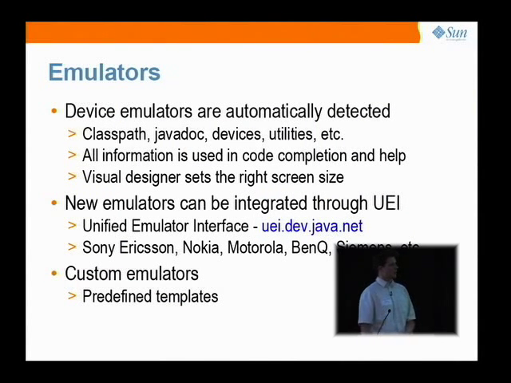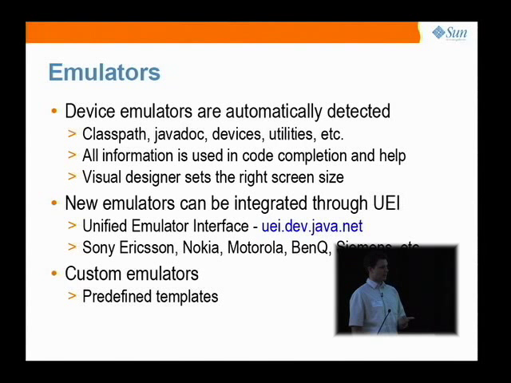The automatic detection takes advantage of UEI, which stands for Unified Emulator Interface. It's an open source project hosted by uei.dev.java.net. It's just a specification of the layout of the emulator SDK, like where the IDE can find the emulator process and the pre-verify process, and where the Javadocs are and so on. Currently, the supported SDKs are Sony Ericsson, Nokia, Motorola, BenQ, Siemens, and there are many more. So we usually work with the main ones.